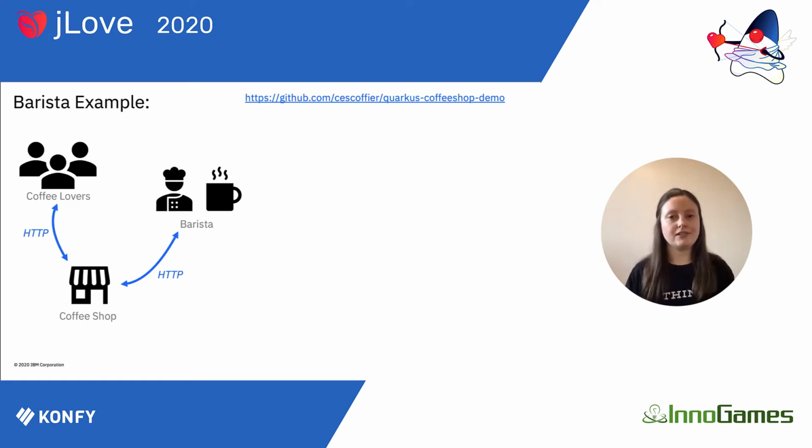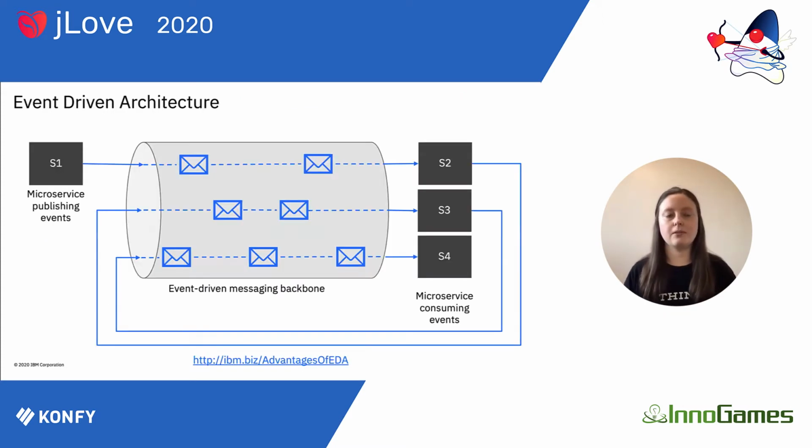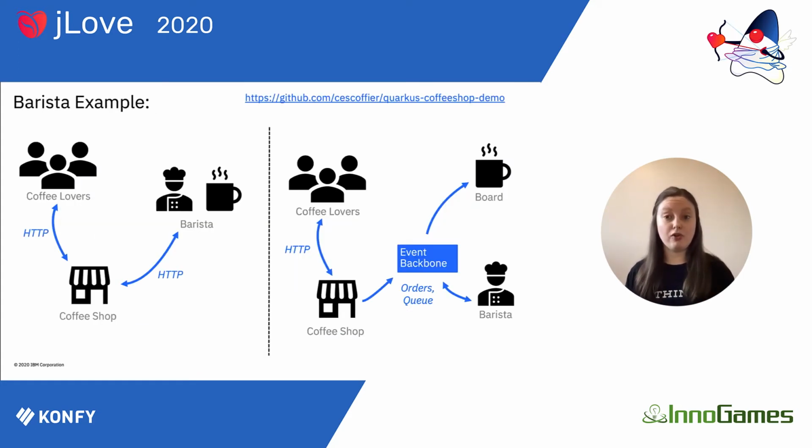So the coffee lovers want to obviously solve this problem. And for these sorts of applications, often a solution that is proposed is to use something called event-driven architecture. Event-driven architecture is this idea of having an event-driven messaging backbone where you have events or messages that are flowing through the system. So here we have producers and consumers that are publishing events and consuming those events back again. So what happens if we put these in the coffee shop?